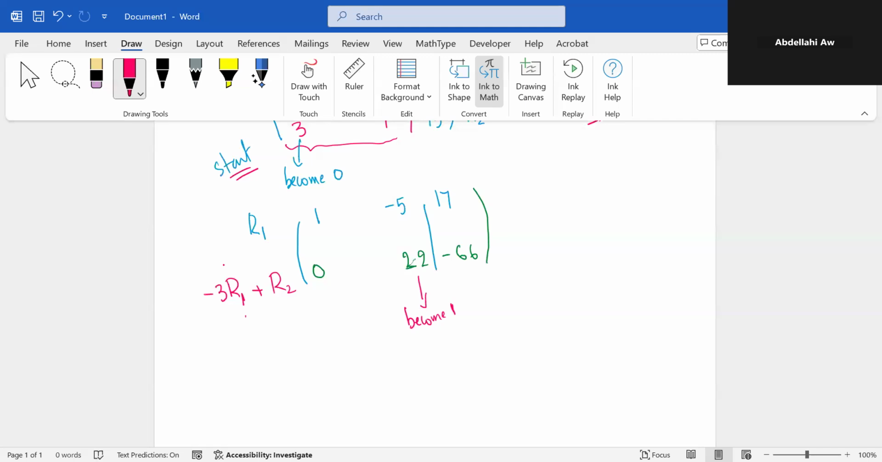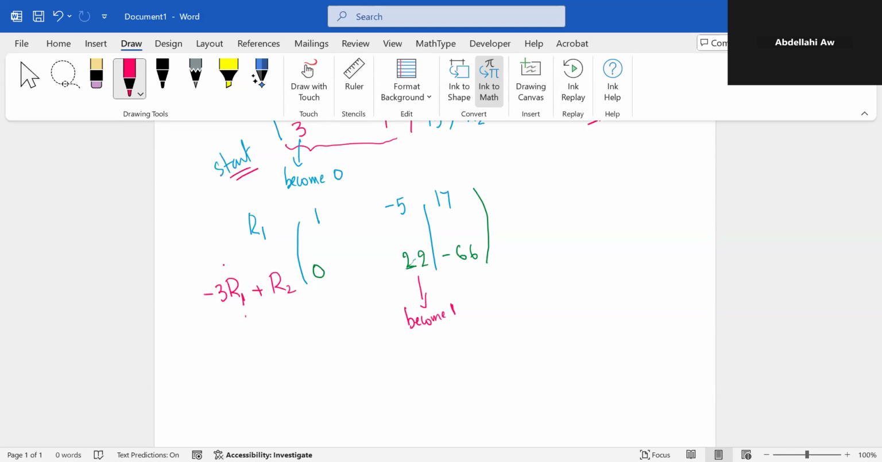Okay. If you want a number to become 1, you don't need the help of the other row. You can just go ahead and divide by 22. You see, if you divide row number 2 by 22, the 22 will become a 1.